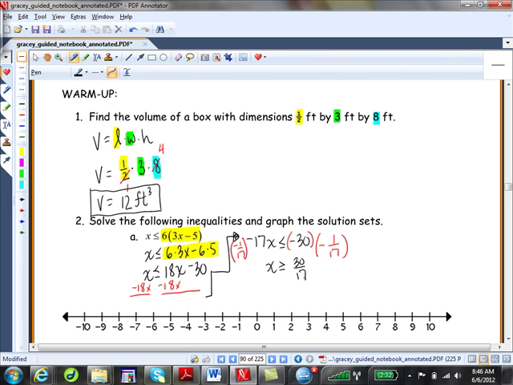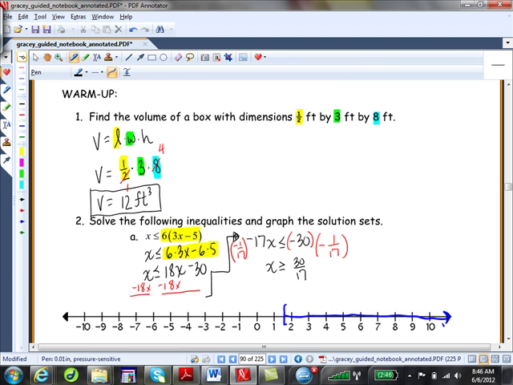So let's go ahead and do our graph. That means that x is to the right of, meaning greater than or equal to, 30/17. So 30/17 is roughly 1 and 13/17, a little over 1.5. So we'll go ahead and mark it about here. The square bracket is due to the "or equal to" part of it, and then we go infinitely to the right.